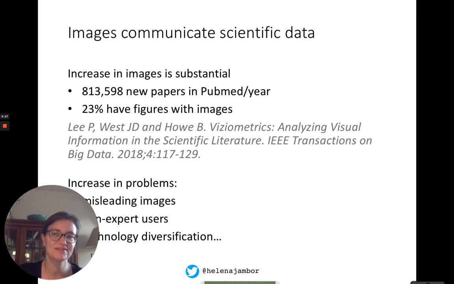And with this massive amount of publications and huge numbers of images that are really flooding the biomedical community, obviously we have also seen in the last 20 years or so an increase of the problems that arise with images. So we see misleading images that are being published. We see a lot of non-expert users of microscopy techniques that are beginning to use it. We see a huge technology diversification that makes it problematic maybe for some PhD students to rapidly learn techniques.